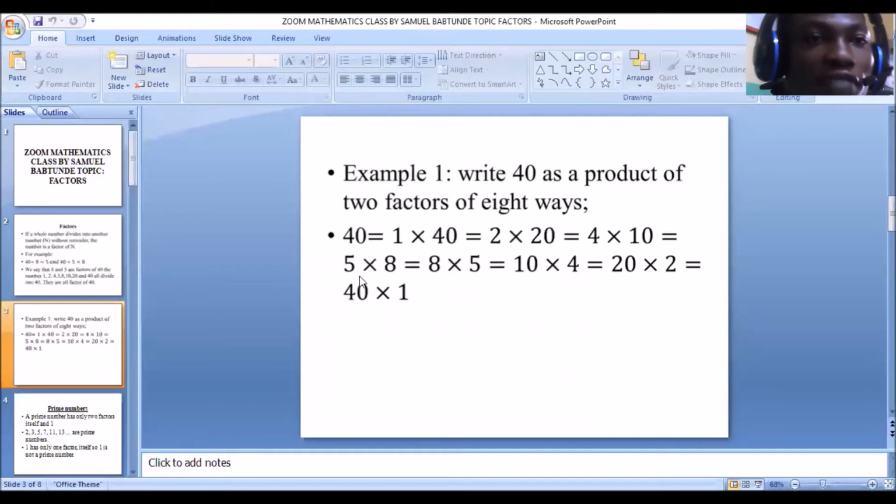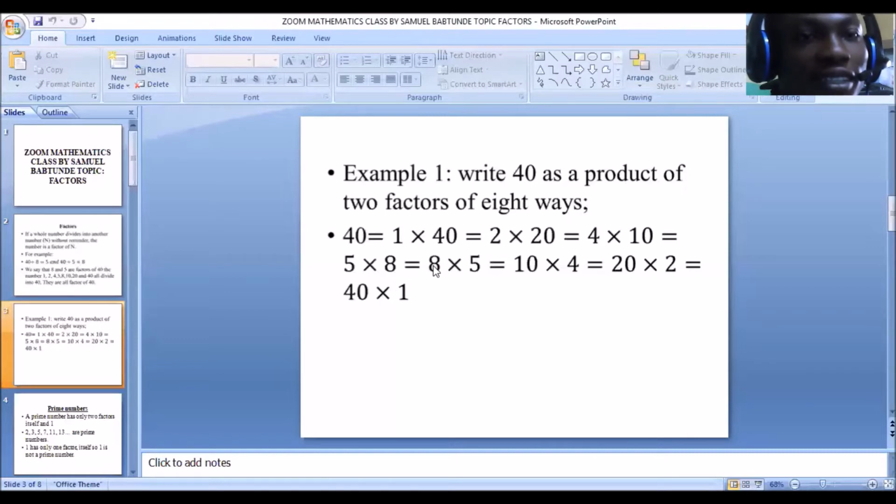Also, 5 times 8. 5 can go into 40 8 times without a remainder, and 8 can go into 40 5 times without any remainder. So therefore, 5 and 8 are factors of 40, and thereby 40 is expressed as a product of these 2 factors, which are its own factors. 5 times 8 to give you 40. Also, you have 8 times 5.